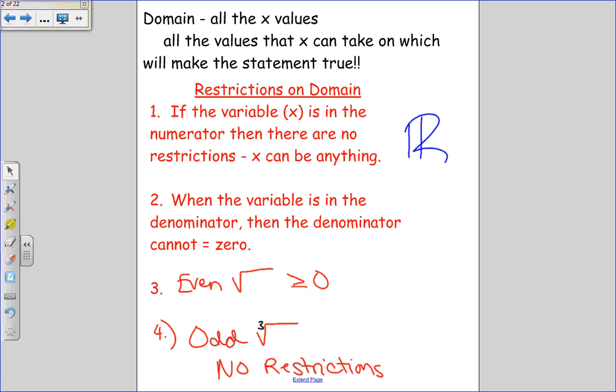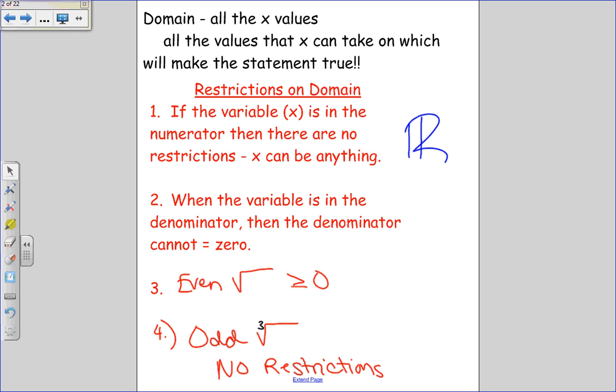An odd root, meaning a cube root, a fifth root, a seventh root, has no restrictions. Why is there no restriction on an odd root, but there is on an even root? Because a negative times a negative times a negative is a negative. So can I take the cube root of a negative number? Yes. Can I take the cube root of a positive number? Yes! 8 is 2 times 2 times 2, so 2 cubed is 8, right? Negative 8 is negative 2 times negative 2 times negative 2. So therefore, I can take the cube root of a positive number and I can take the cube root of a negative number. It doesn't matter what x is.